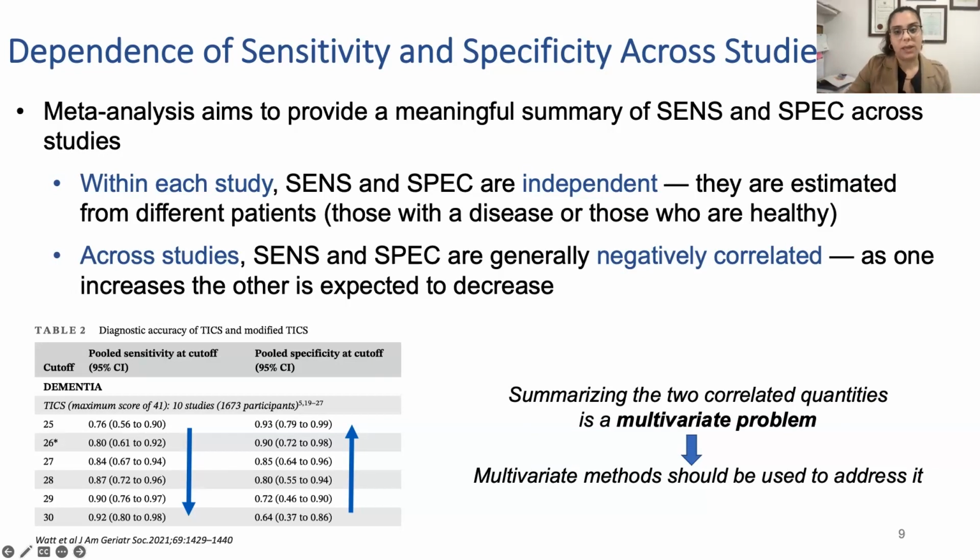But importantly, within each study, sensitivity and specificity are independent, and that's because they are estimated from different populations. We have the diseased population for the sensitivity and the non-diseased population for the specificity. Now, across the studies, sensitivity and specificity are generally negatively correlated. So as one decreases, the other one will increase and vice versa. And in order to account for this correlation, we need multivariate models to account for that.